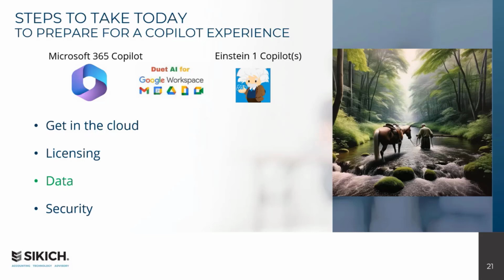One of the things is get in the cloud. The software you're using, whether it's Microsoft or Google or NetSuite or one of those products, make sure that the software you have is in the cloud, because some of those still are available on premise and it's just not going to work unless it's in the cloud. Make sure the licensing you have, whether it's Office or Microsoft 365 or Google or Salesforce, et cetera, is at the level that supports the copilots that are coming out, so you get the prerequisite licensing.